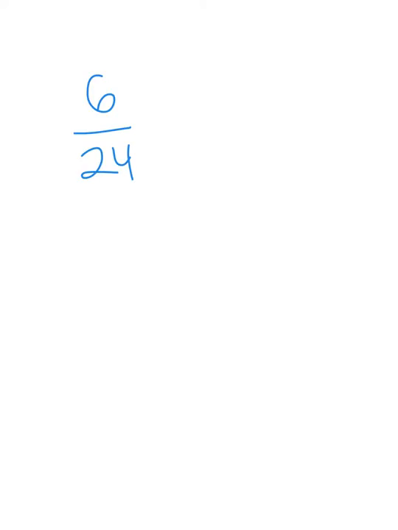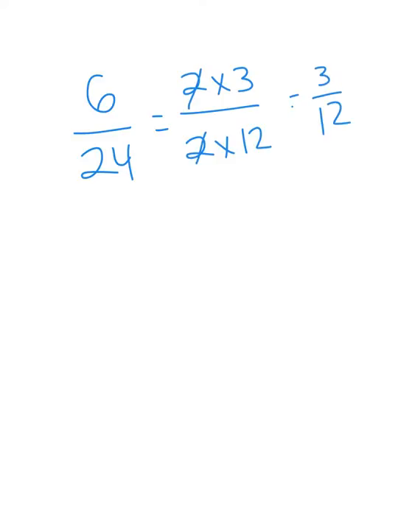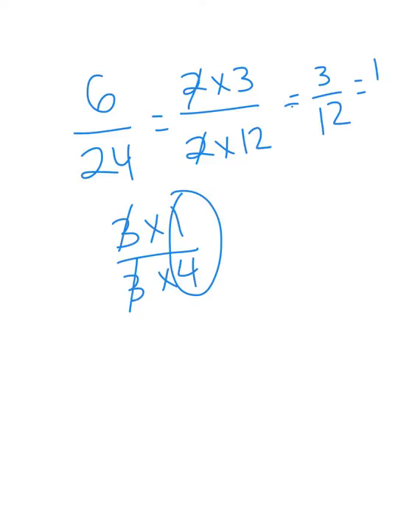My next example is 6/24. And right here, I might see that I know that 6 is equal to 2 times 3, and 24 is equal to 2 times 12. I can cancel those out. I get 3/12. But wait a minute, I can get even smaller than that. I might see that 3 is equal to 3 times 1, and 12 is equal to 3 times 4. They share another factor. So let's cross those out, and we get our answer as 1/4, so it equals 1/4.